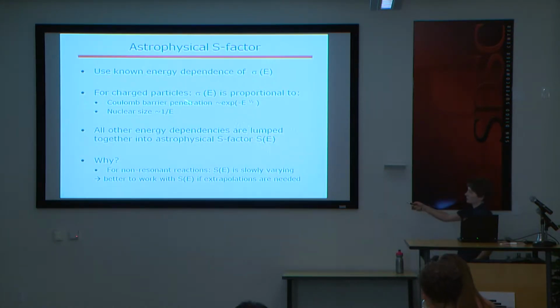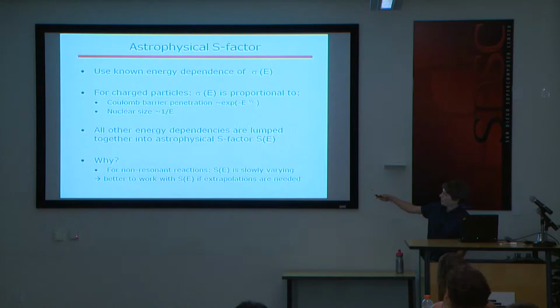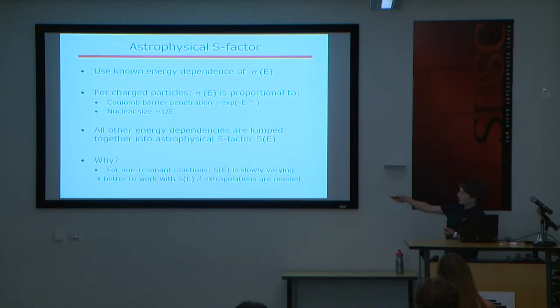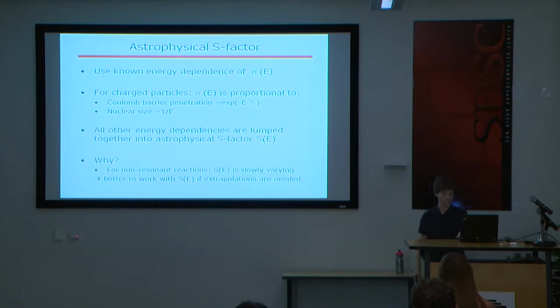So you can measure cross-sections at some energies, and by dividing out these known strong energy dependencies, you're left with something that you can extrapolate more easily and more accurately, and then factor in those two components again, and then you have the energy-dependent cross-section for the entire energy range. So lumping everything into the S factor is really to make our lives easier for extrapolating to the energies we need.